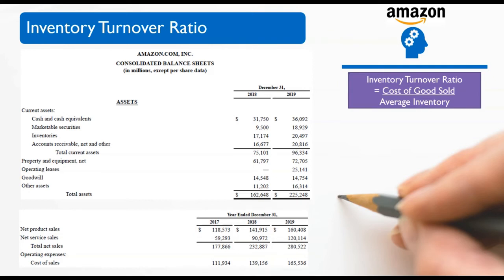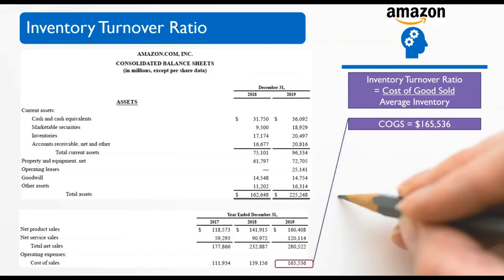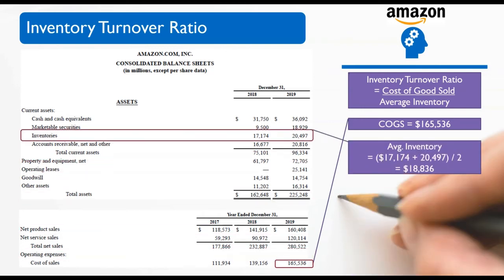So how is this ratio calculated? Inventory turnover is calculated by taking the company's cost of goods sold and dividing this by its average inventory during the year. To start, we can see that Amazon had cost of sales of $165.5 billion. And then we take the average inventory of $18.8 billion. And that's calculated by taking the ending inventory for fiscal 2018 and 2019 and dividing that by 2.